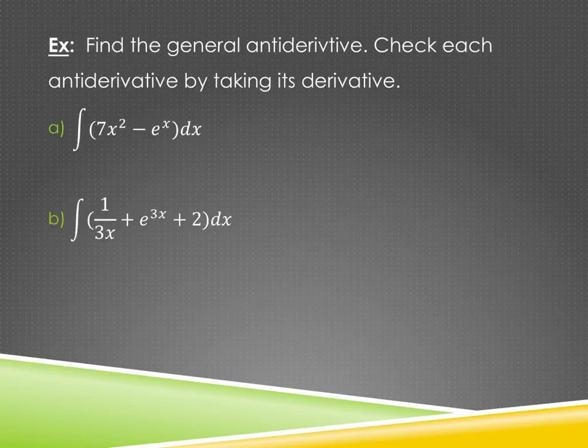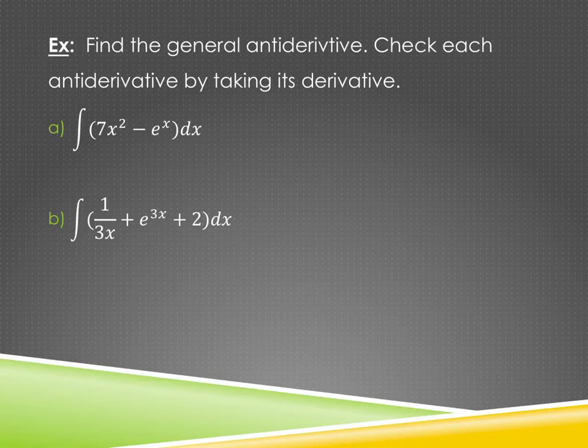So we're going to do some examples of these. We have a couple on this slide. We're finding the general antiderivative. And then we're going to check to make sure it works, at least mentally check. We don't necessarily have to write it down, but check to make sure that it works by taking the derivative and making sure we actually get what we expect it to get.